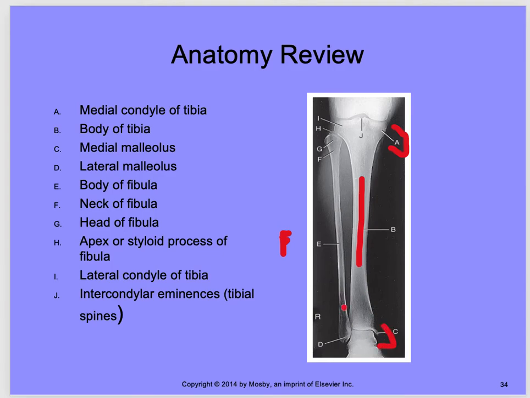You've got the body of the fibula right here. You've got the neck of the fibula here. You've got the head of the fibula, the apex up here of the styloid process. So apex or styloid process, either one. I is the lateral condyle of the tibia. So lateral condyle here. So medial, lateral. And then J is your intercondylar eminences, the eminences right there, or the tibial spines.